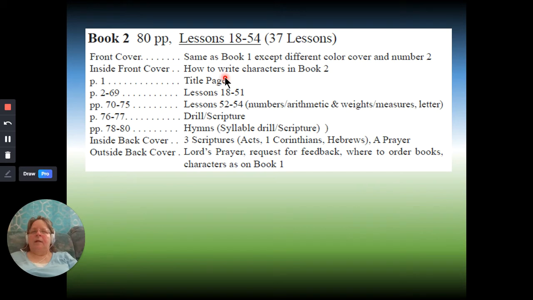The second book is mostly the created lessons, and we have lessons 18 to 51. So you can see we have a total of 51 lessons that the writers are writing. And then lessons 52 to 54 are our number arithmetic, weights and measures, and a letter writing lesson. So we have 3 lessons here rather than just the 2 that we have in the alphabet primers. And we have a scripture drill, some hymns if there's space, that kind of thing.